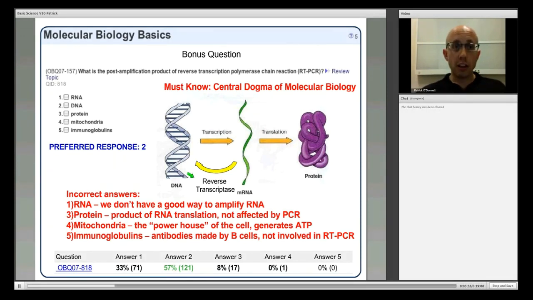So let's look at the incorrect answers. RNA, I know this is a difficult one. RT-PCR, see PCR, think DNA. So with RNA, we don't actually have a good way to amplify it. The only thing we can do is take RNA back to DNA, then amplify it. Number 3, protein, the product of RNA translation, and it's not affected by PCR. Mitochondria, the powerhouse of the cell. It generates the ATP. Immunoglobulins, they're antibodies made by B cells. They're not involved in RT-PCR.